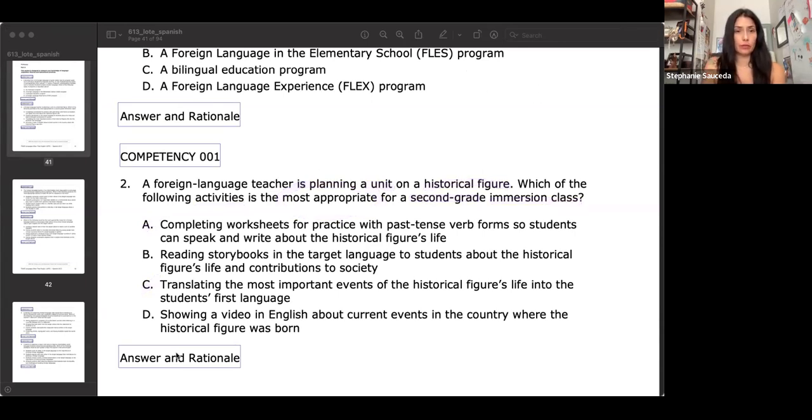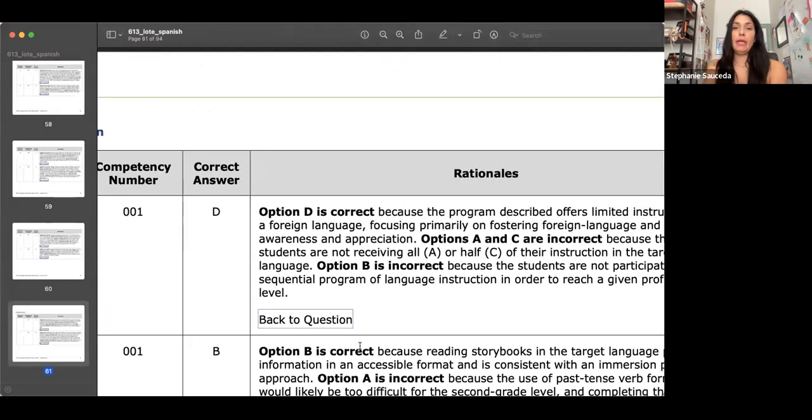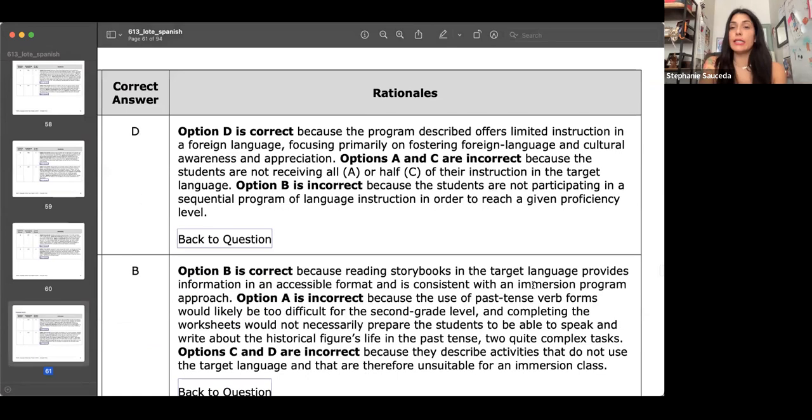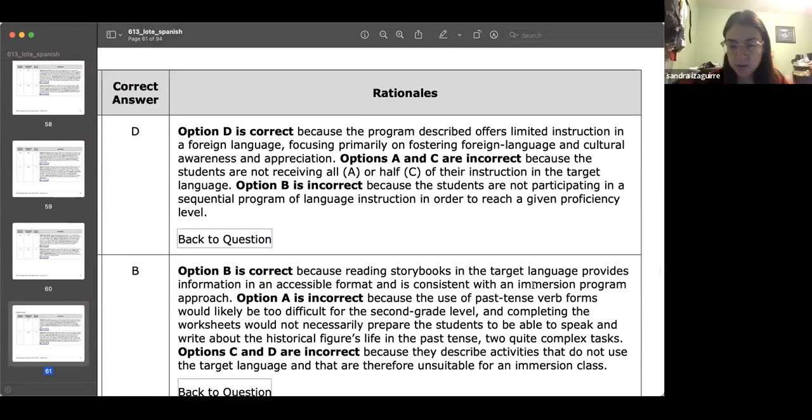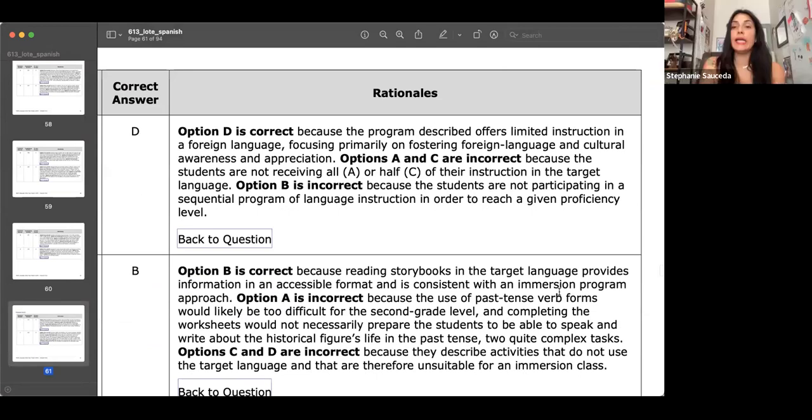Let's take a look. B, because reading storybooks in the target language presents information in an accessible format and is consistent with an immersion program approach to the different historical figures. A is incorrect because the use of past tense verb forms would likely be too difficult for the students, and completing the worksheets would not necessarily prepare the students to be able to speak and write about historical figures' lives in the past tense. Two quite complex tasks. I said they're above the second grade level. C and D are incorrect because the activities do not even use the target language, and therefore they're unsuitable.